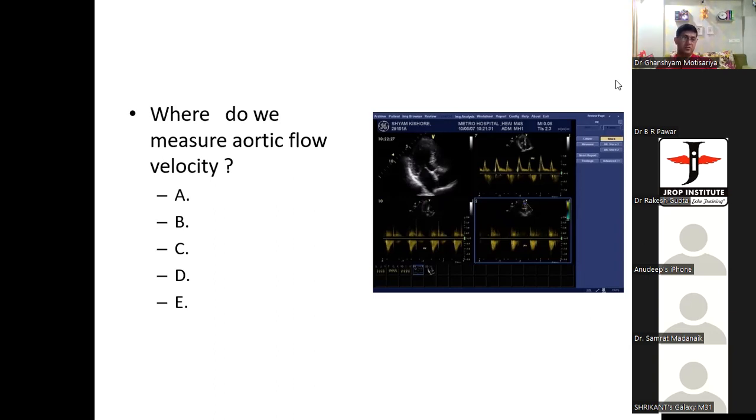Suprasternal. And between suprasternal and parasternal, there is another view, right? Infraclavicular.